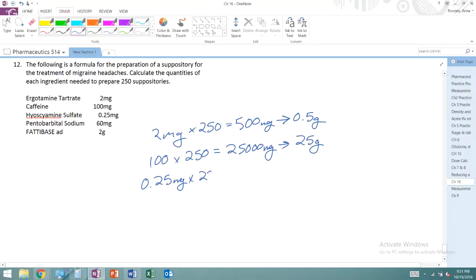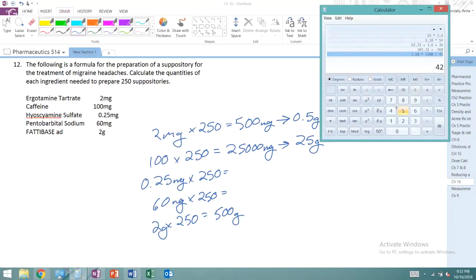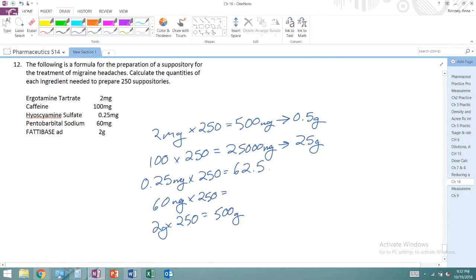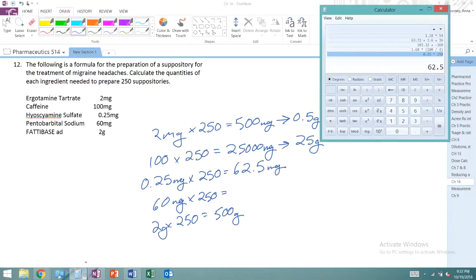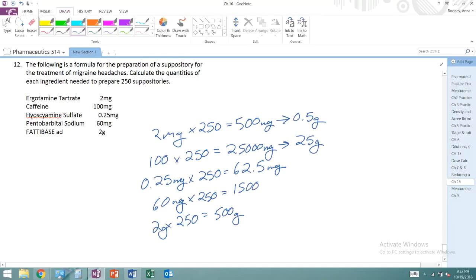Anyway, so because we're making 250 of these suppositories, I'll need to put that one into the calculator and this one into the calculator. Now this last one is interesting. So 0.25 times 250, 62.5, and that's milligrams. And this is 60 times 250, 1500, and that is 15 grams.